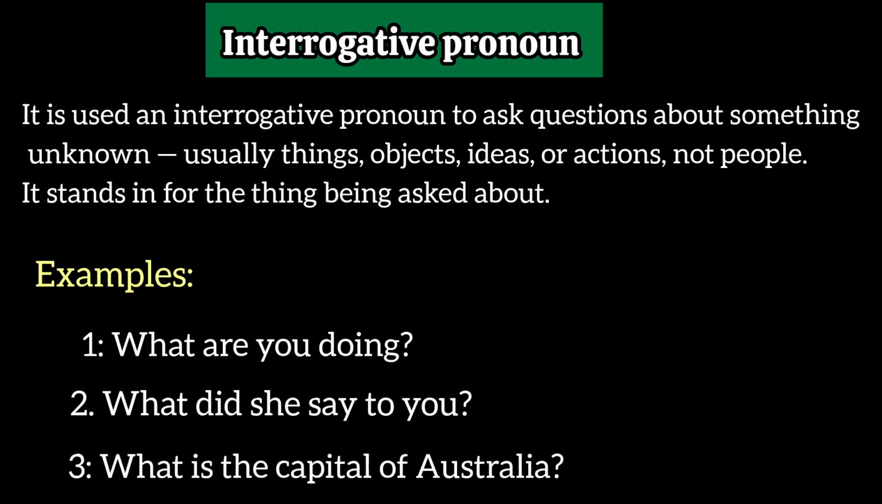What is the capital of Australia? In the sentence, the word what is classified as an interrogative pronoun because it performs two essential grammatical functions. It asks a question and it stands in for unknown information, specifically a noun. As you know, interrogative pronouns are used to begin questions, especially when the speaker does not know a specific person, place, thing, or idea and seeks to identify or clarify it.